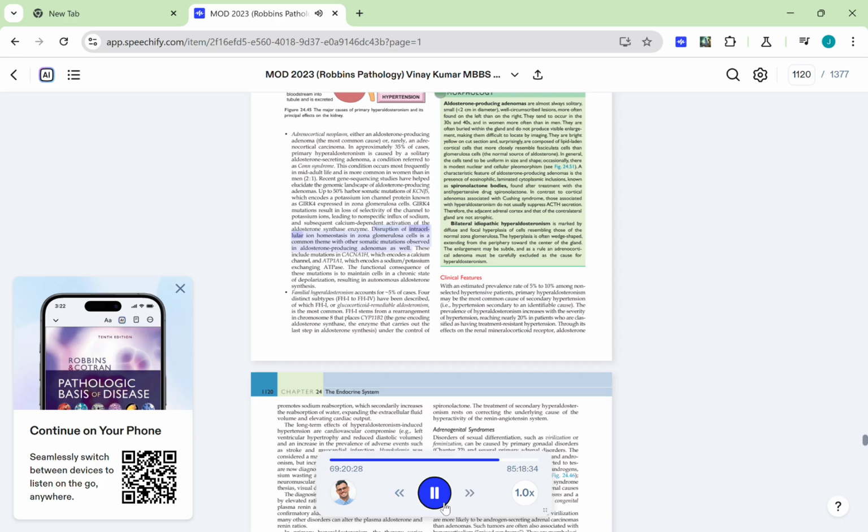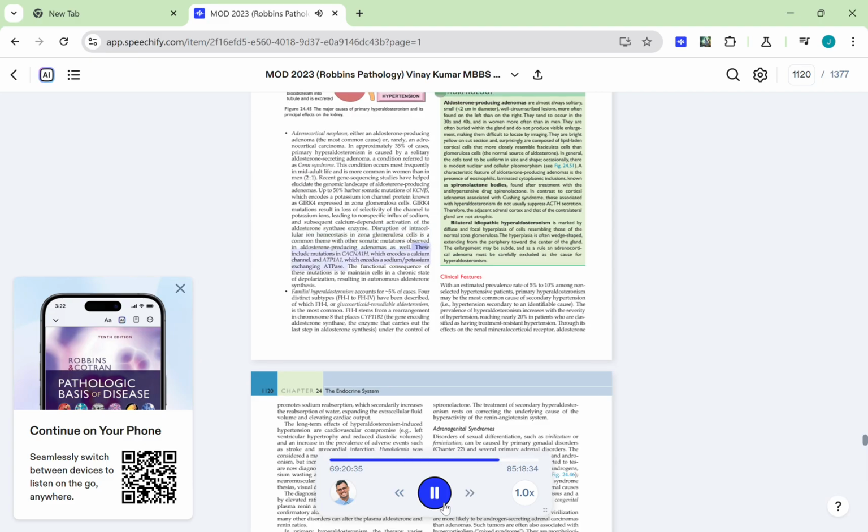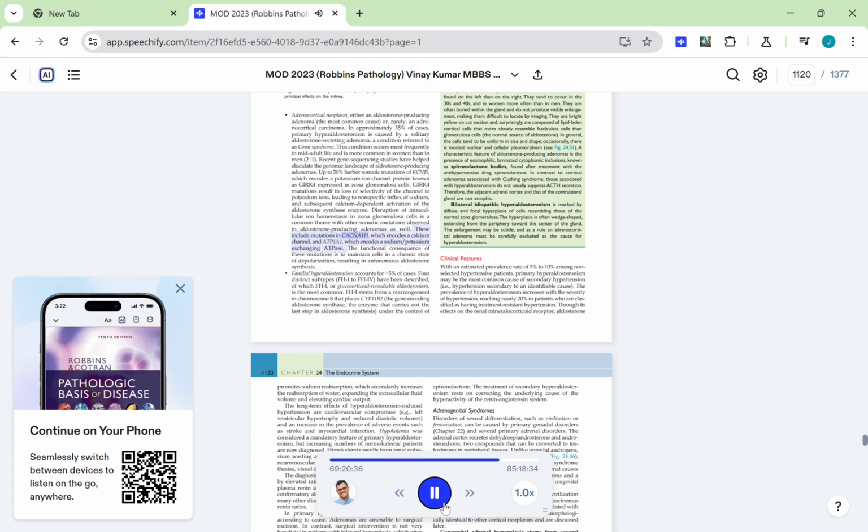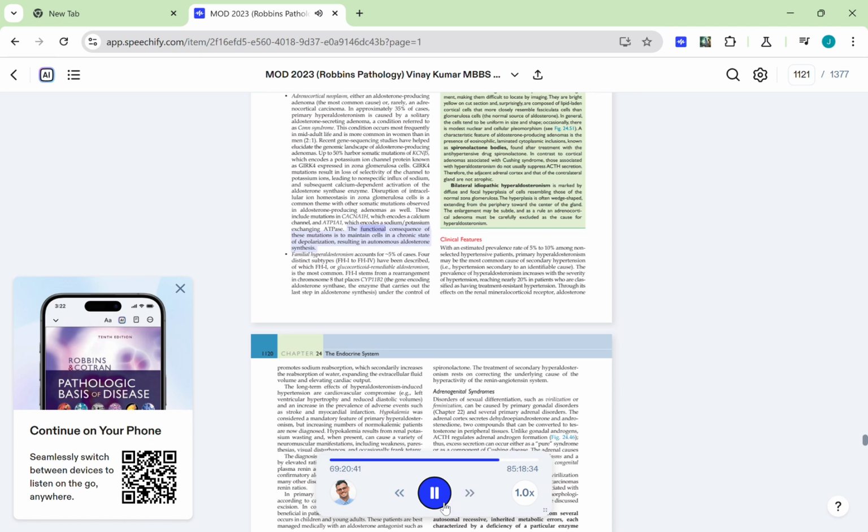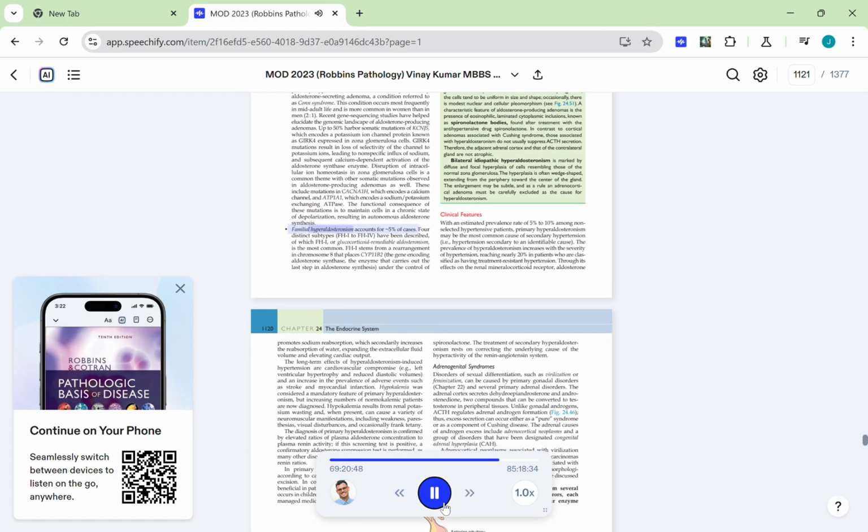Disruption of intracellular ion homeostasis in zona glomerulosa cells is a common theme with other somatic mutations observed in aldosterone-producing adenomas as well. These include mutations in CACNA1H, which encodes a calcium channel, and ATP1A1, which encodes a sodium-potassium exchanging ATPase. The functional consequence of these mutations is to maintain cells in a chronic state of depolarization, resulting in autonomous aldosterone synthesis. Familial hyperaldosteronism accounts for approximately 5% of cases.